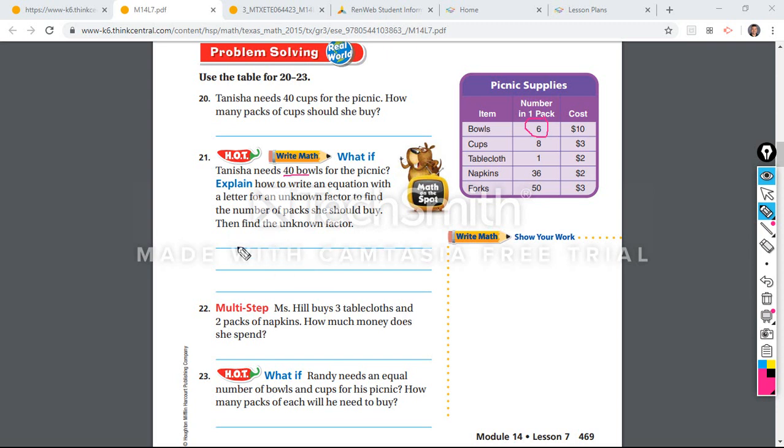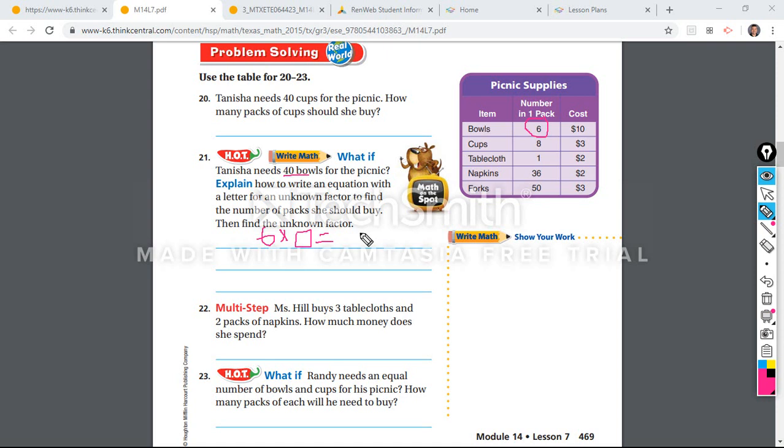So we need to make a sentence, a number sentence. Okay, we need to make an equation here. So she needs 40 bowls. Now, if we look at 6, the number that come in a pack, it's 6 times, we'll say square, equals. Now, I know my multiplication rules. I know there is no other factor that I can multiply by 6 to equal 40.